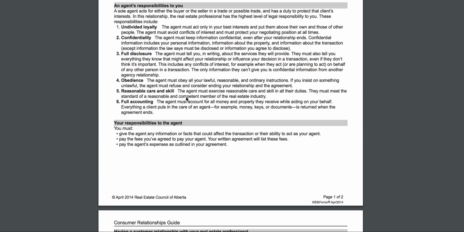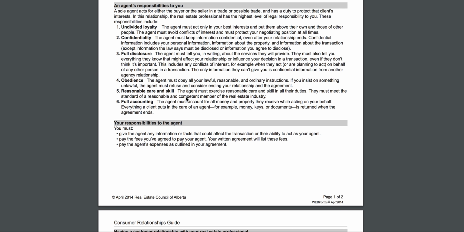We owe you a responsibility of obedience. Everybody loves this one because we do what you say, essentially, as long as it is lawful, reasonable, and within ordinary instructions. So if you tell us to say something in a negotiation process, for example, as long as it's a lawful, reasonable, and ordinary instruction, we will do it for you.